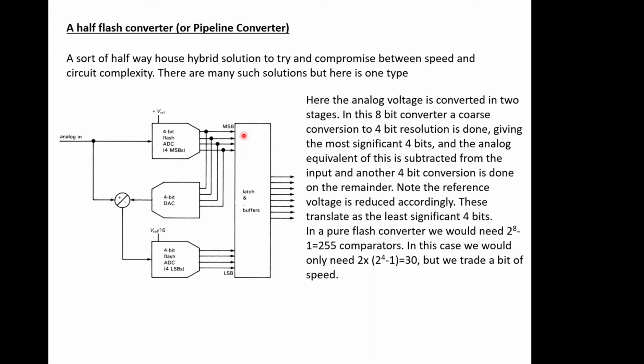If we did this with a pure flash converter, we would need 2 to the 8 minus 1, 255 comparators. In this case, we'd only need 2 to the 4 minus 1, because we're doing a 4-bit conversion, but 2 of them, and that gives us 30 comparators. So in this system, instead of having 256 comparators, we're down to 30. And what we've done is we've traded a bit of speed, because the best we can probably hope for this system is 2 clock cycles, probably a few more. But even so, it's still pretty quick, and then we can grab that information and throw it out onto the logic bus. So that's quite a neat sort of system.